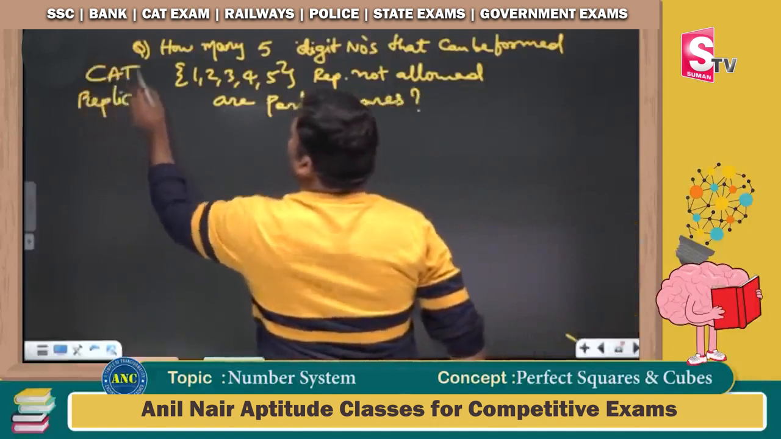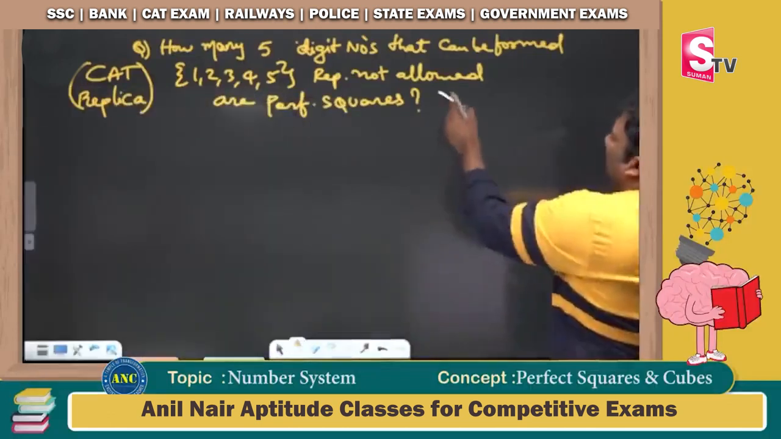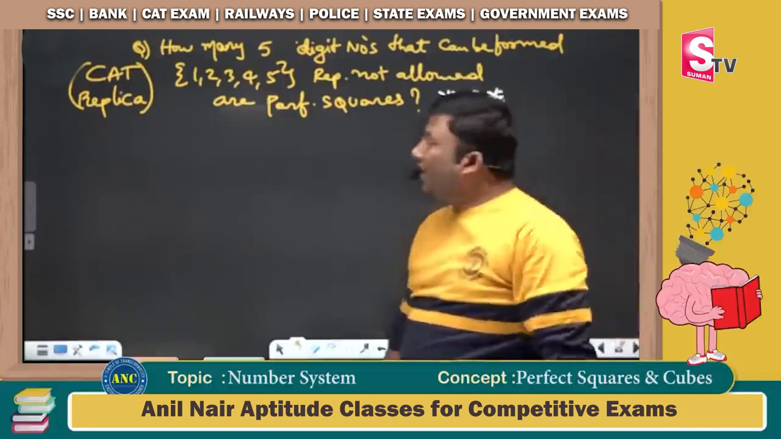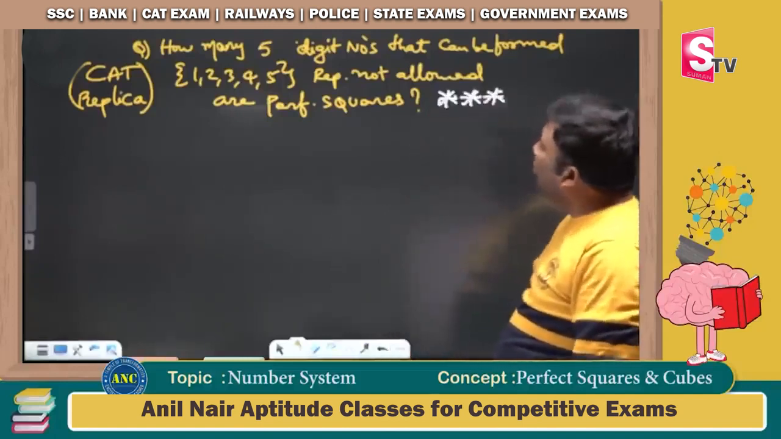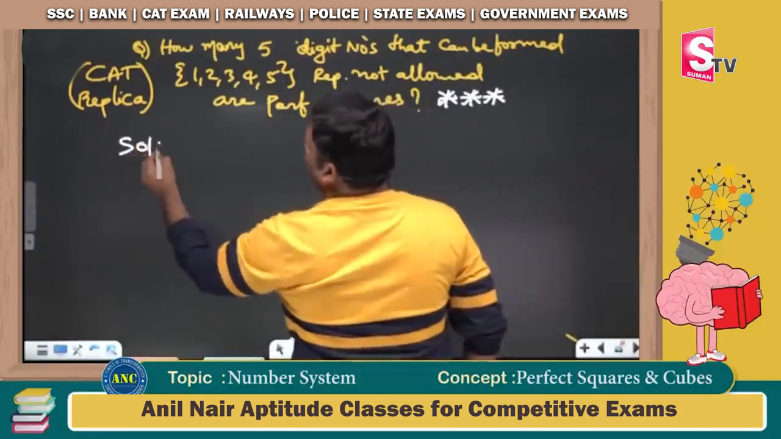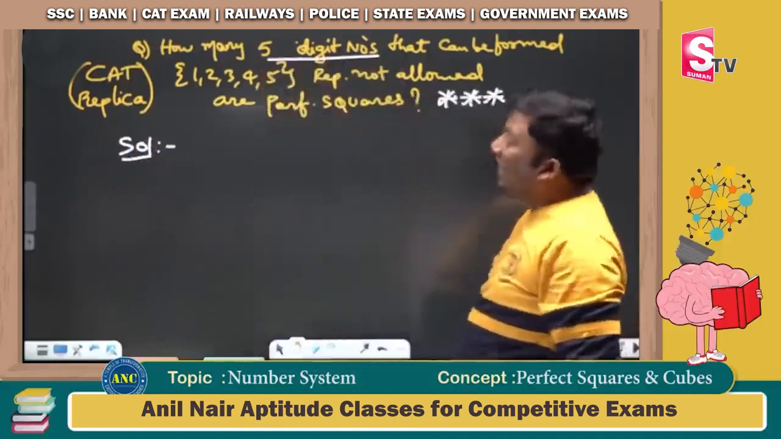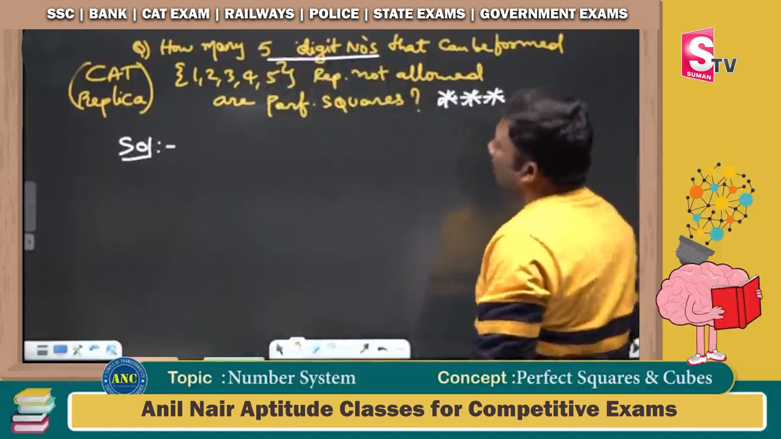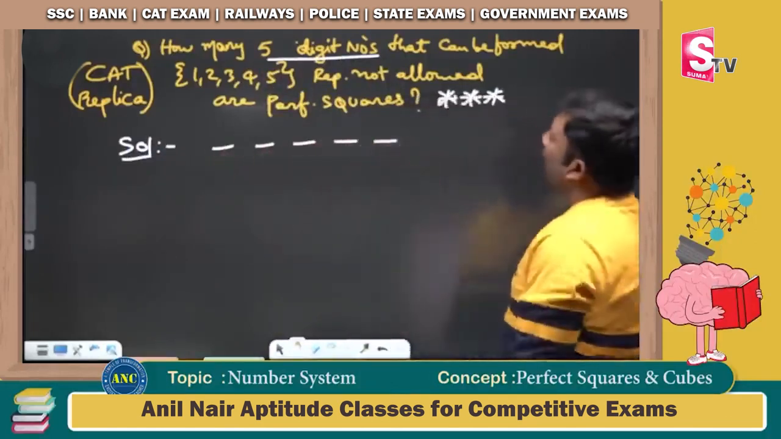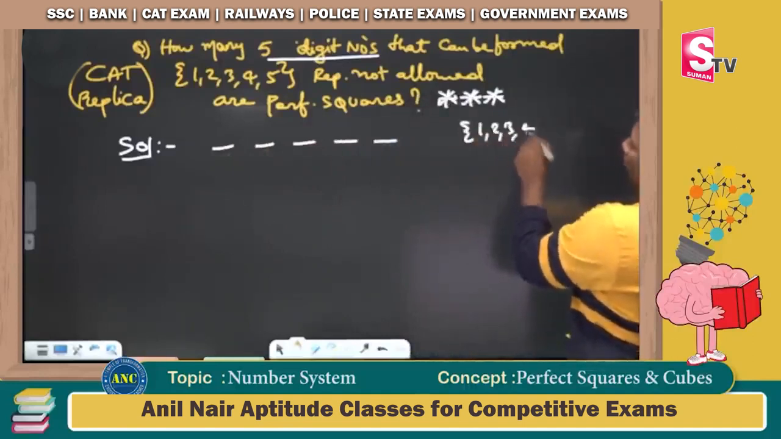A CAT replica question. Please write down this question. Put a star mark on this question. This question is a very beautiful question. How many 5-digit numbers can be formed using the digits 1, 2, 3, 4, 5? First thing, whenever you are solving a CAT question or any aptitude question, start reading the question and underline the keywords. I want a 5-digit number, perfect, that can be formed using the digits 1, 2, 3, 4, 5.